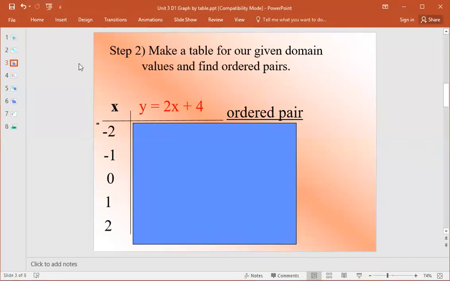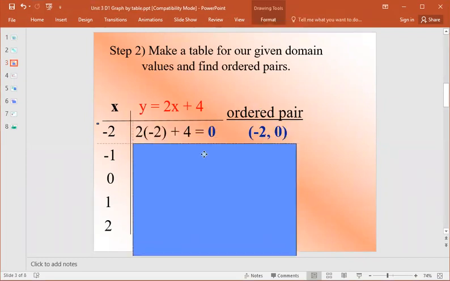For our second step, we need to make a table of values for our given domain values that form ordered pairs. So we're making a table of x's and y's. So x is the domain values that we were given, and y equals 2x plus 4 is the equation that will give us our y values, which leads to our ordered pairs.